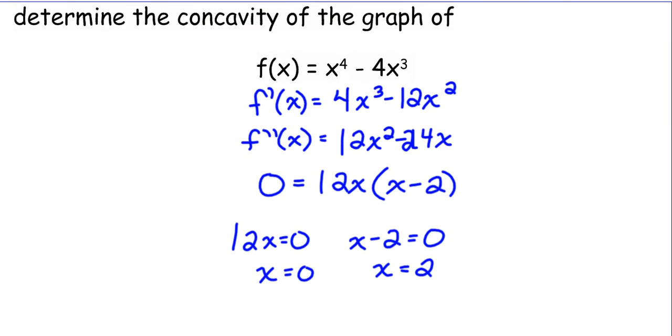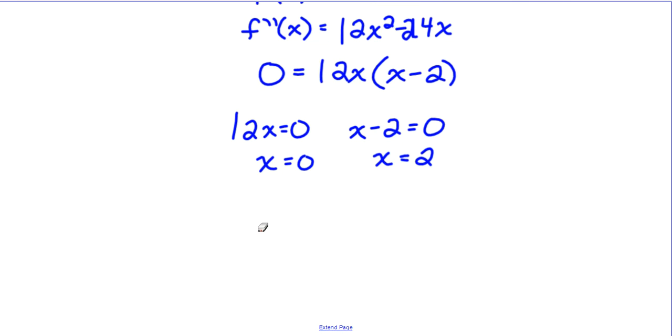Then it says determine the concavity of the graph. So let's set up a number line like we've been doing with 0 and 2, and we want to check values. I'd check -1, 1, and 3. We are checking these in the second derivative because we're curious about the concavity of our function. The second derivative tells us concavity. So I think it's easiest to plug it into the factored form because you really don't have to crunch the numbers that much. It's just a matter of what signs do we have.